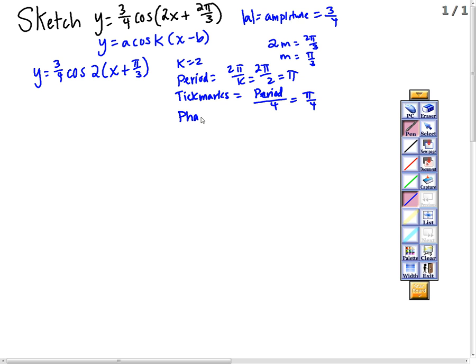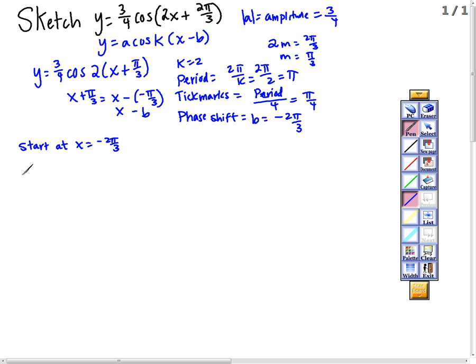We see we do have a phase shift. We see b, in this case, is negative 2 pi over 3. Do you see that? Because this is x minus b, this is x plus pi over 3. So x plus pi over 3 is the same as x minus negative pi over 3. This is x minus b. So that means we're going to shift 2 pi over 3 in the negative direction. So we're going to start at x equals negative 2 pi over 3. So I'm going to have negative 2 pi over 3 as my first point.